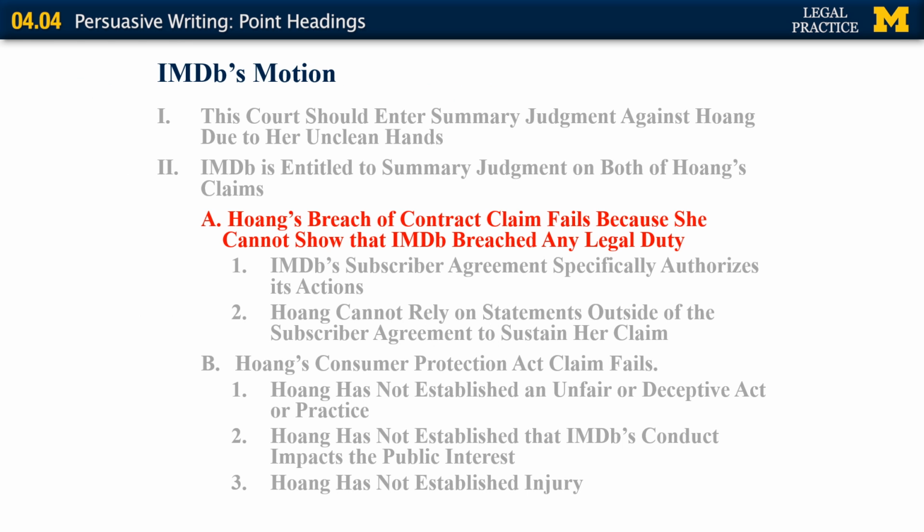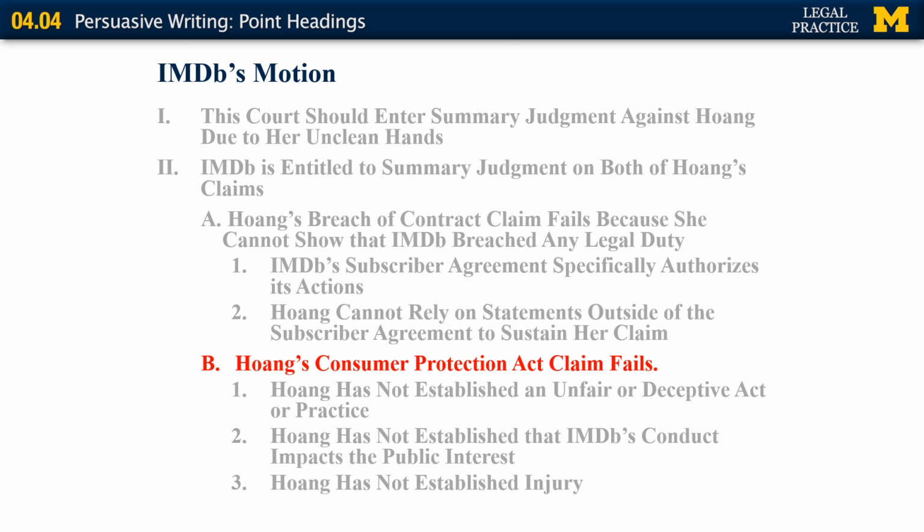Let's look at that again. So the A kind of does all of those things. It says, the contract claim fails. It identifies the claim, it says it fails, and it gives the reason. It says that Ms. Huang can't show that IMDb breached any legal duty. And then 1 and 2 provide additional, more detailed reasons why there's no evidence that IMDb breached its legal duty.